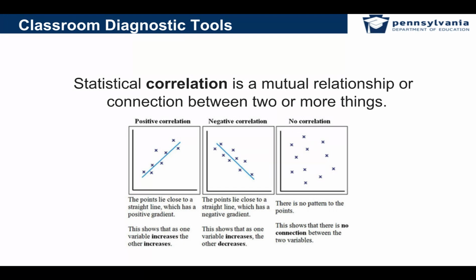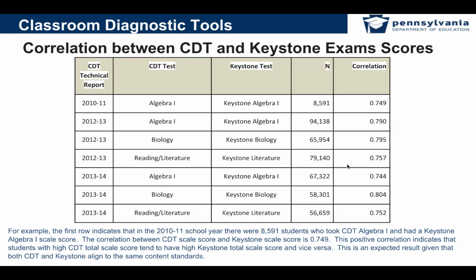There could be no correlation. It looks more like that scatter plot on the far right. So the correlation between the CDT and the Keystone exams is a frequent question. On the screen in front of you, you can see for each year that the CDT had a Keystone aligned course, there are correlation scores.